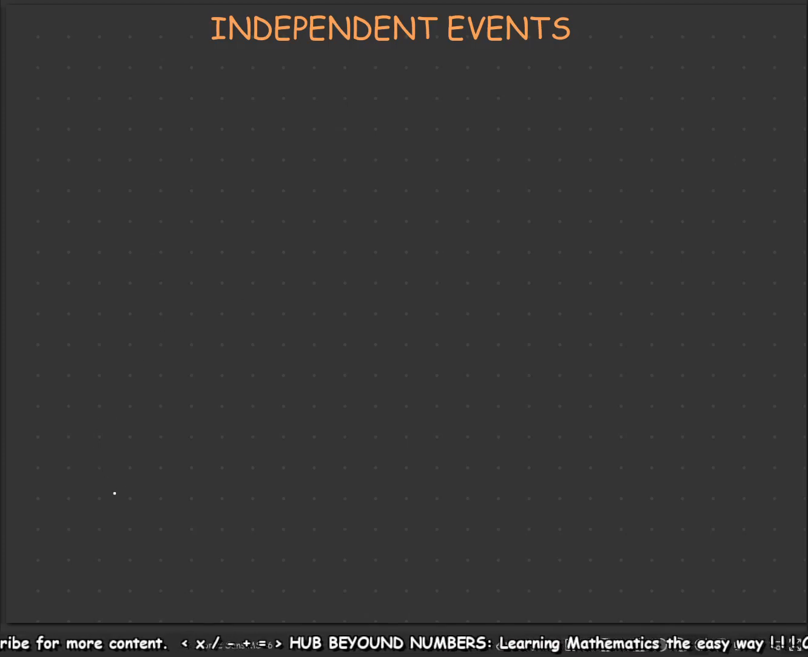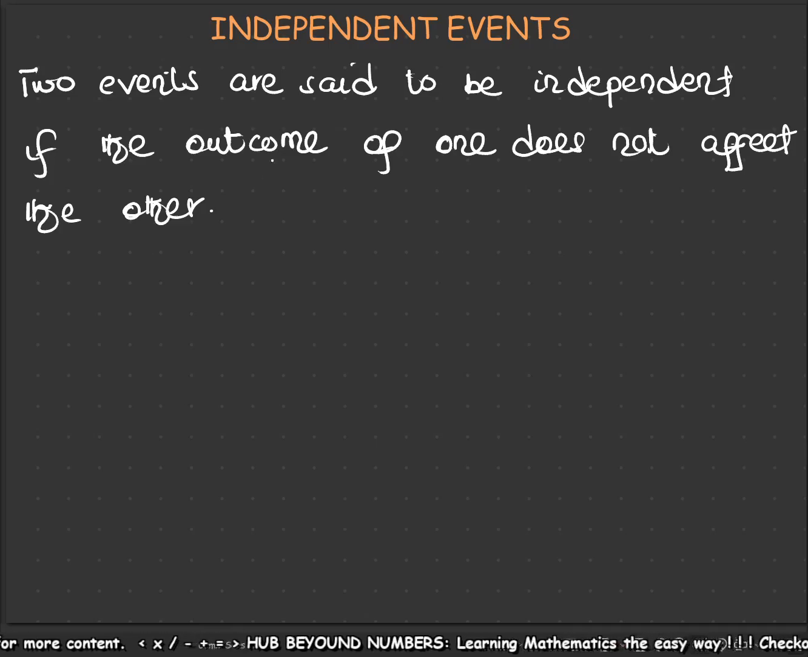Now, what do we say is an independent event? Two events are said to be independent if the outcome of one does not affect the outcome of the other. So this is what we have on the screen here. What do we mean by that? Let's say you are playing Ludo with someone. The fact that you have gotten a 6 does not mean the person cannot get the 6. So your outcome does not affect the other person's outcome. In simple terms, that is what we mean by independent events.